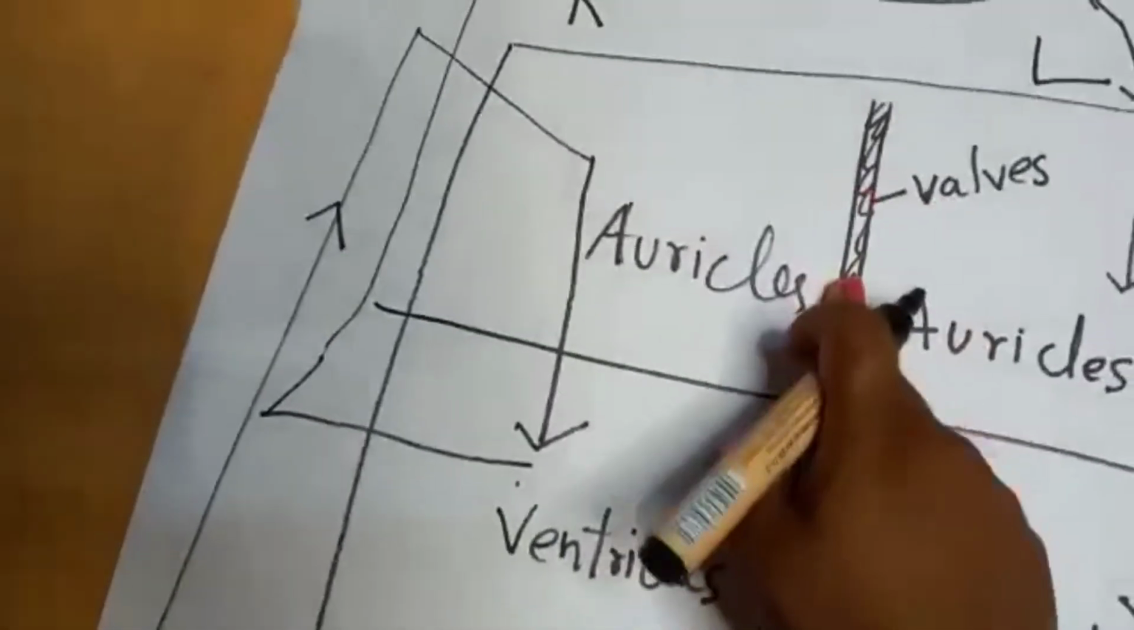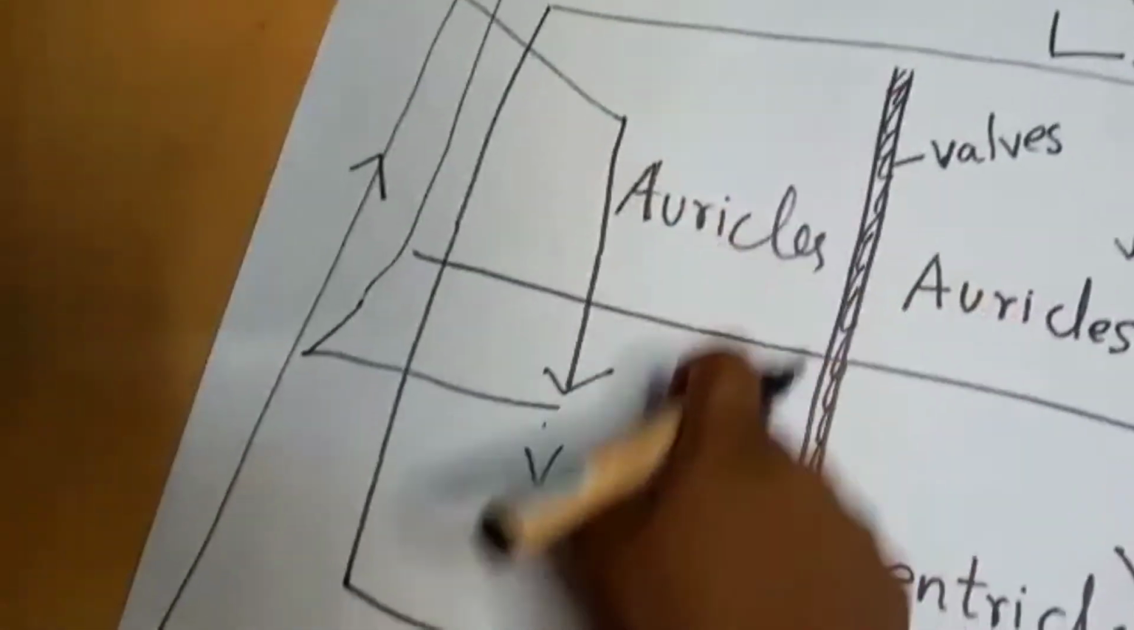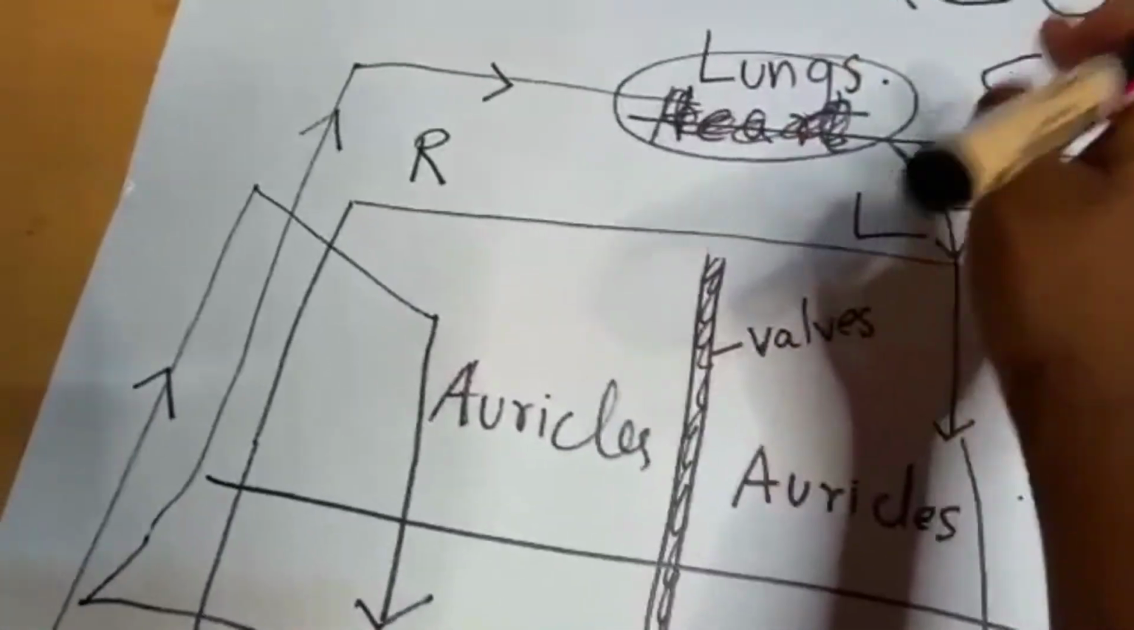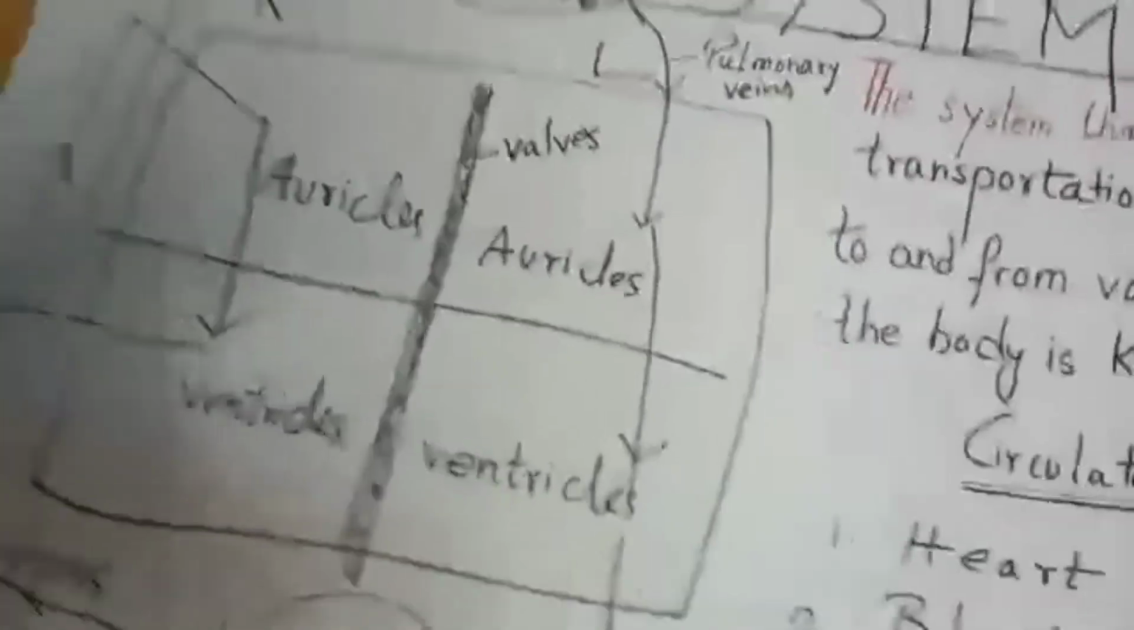right auricle. Okay, so from the right auricle it comes to the ventricle, and from the ventricle it goes to the lungs again for purification, and it goes by the pulmonary artery. Okay, so just remember, this half, the left side, is for the oxygenated blood.